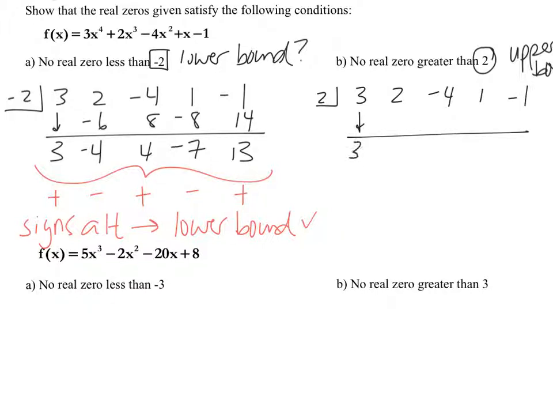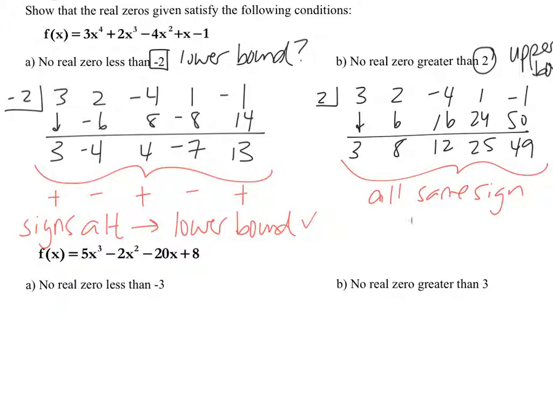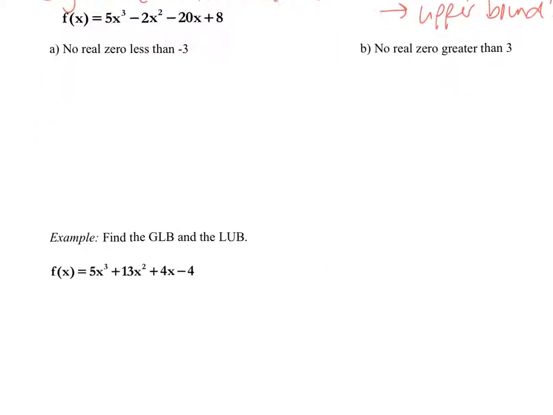I'll go through my synthetic division. And notice how all of these have the same sign. They're all positive. This means it is an upper bound. Okay, so just a synthetic division test to help us figure out if something is an upper bound or a lower bound. We'll talk again about what that means tomorrow. Right now I just need you to understand how the test works. So I can skip the second one.